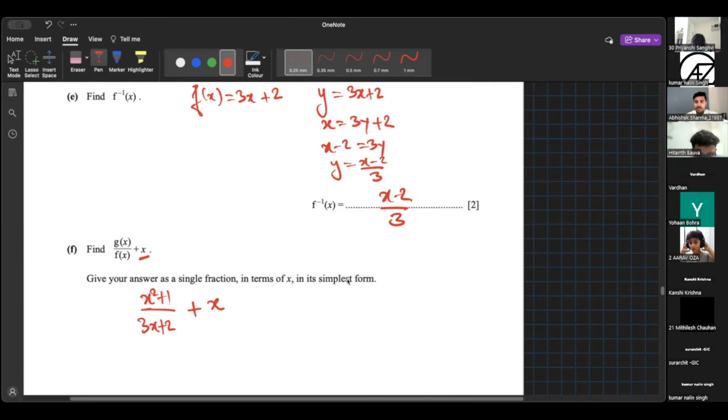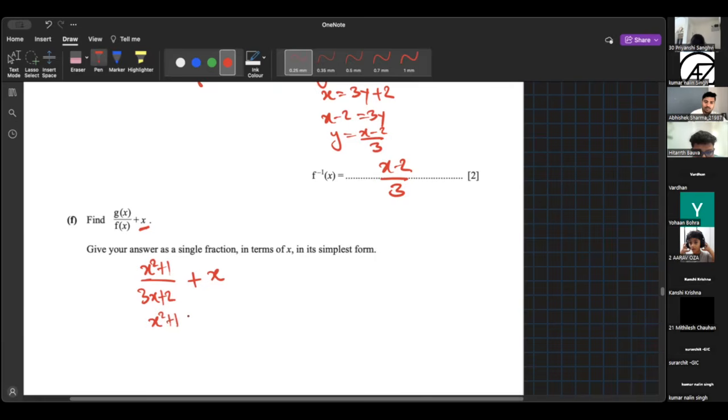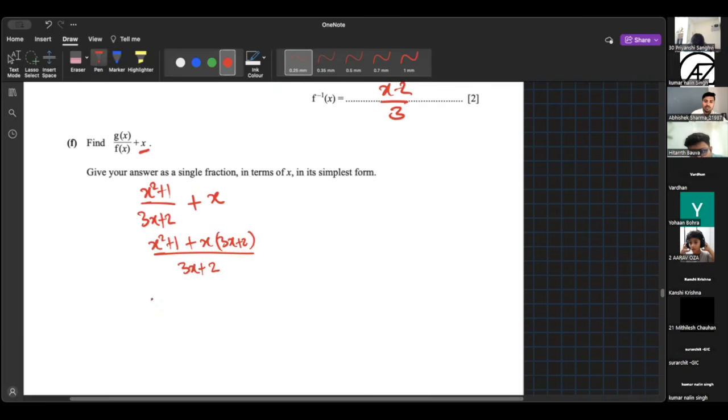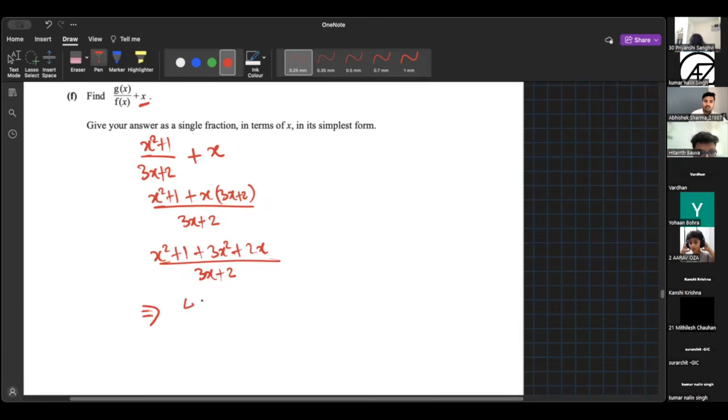So first we have to find the single fraction, and then we have to check whether a simplification is possible or not. So can we write x square plus 1 plus x multiplied by 3x plus 2 whole divided by 3x plus 2. So this will become x square plus 1 plus 3x square plus 2x whole divided by 3x plus 2. So that is going to be 4x square plus 2x plus 1 upon 3x plus 2. Right?